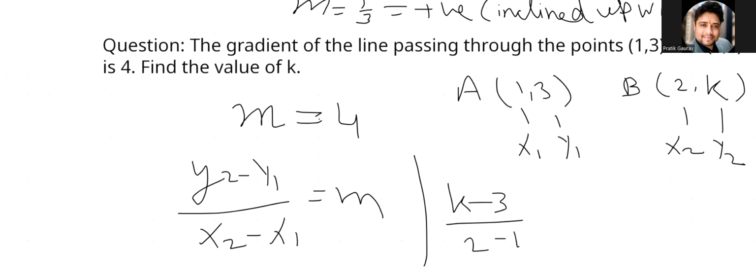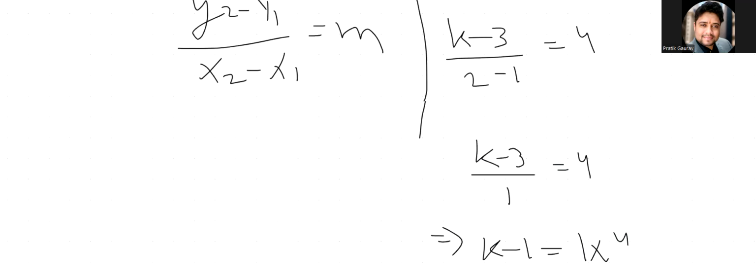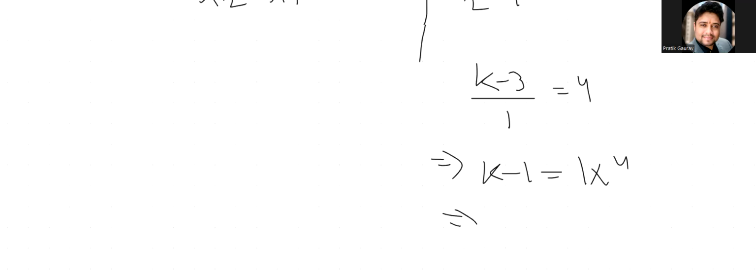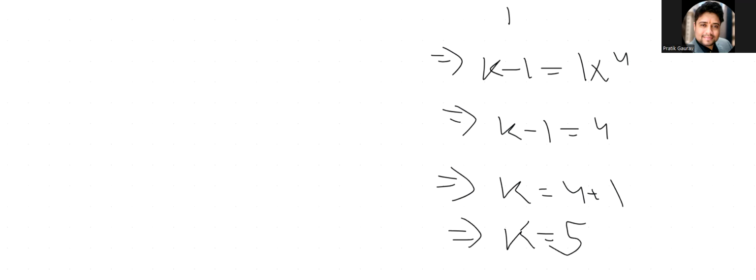Let's see. So now what are you getting? k minus 3 over 2 minus 1, which is 1, is equal to 4. Now k minus 3 is 1 times 4. So k minus 3 is equal to 4. That's why k is equal to 4 plus 3. K is equal to 7.